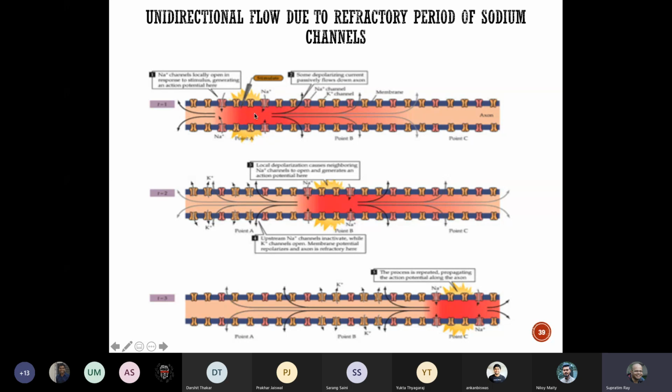So there's a lot of positive charge momentarily inside. Some of that is going to move along the length of the axon, thereby depolarizing the nearby portion. Now when the nearby portion is also depolarized enough, a new action potential is generated at this point because the sodium ion channels here are going to open, leading to an influx of sodium. So the potential is now positive here.